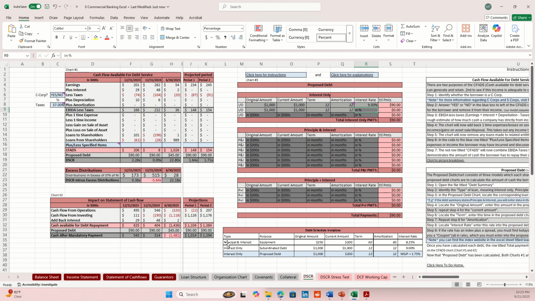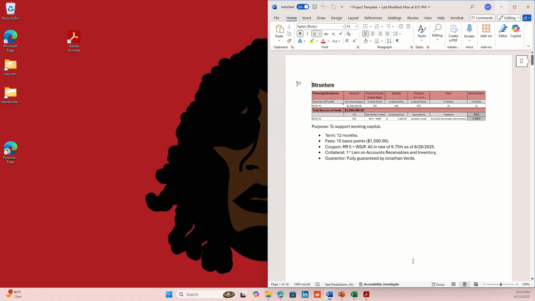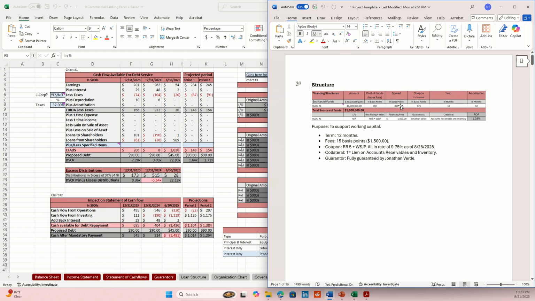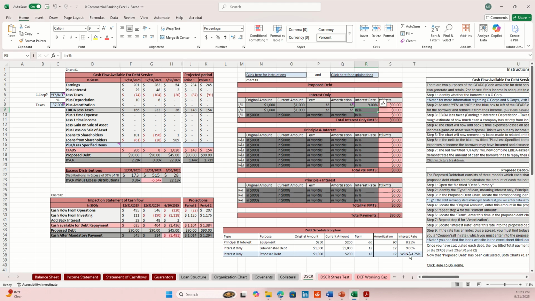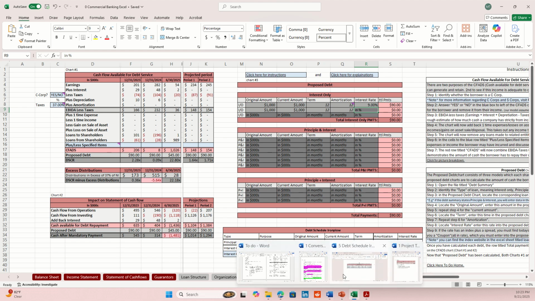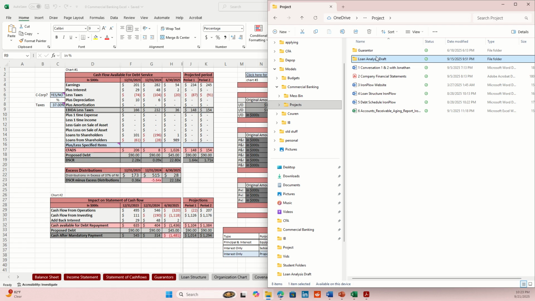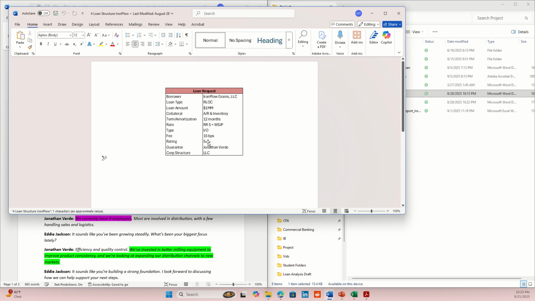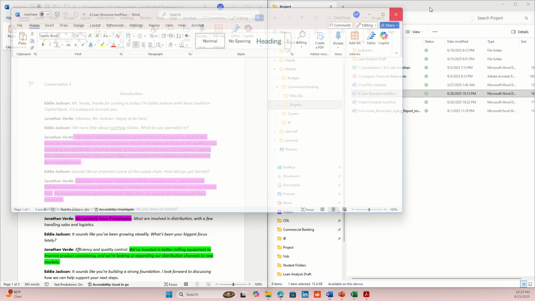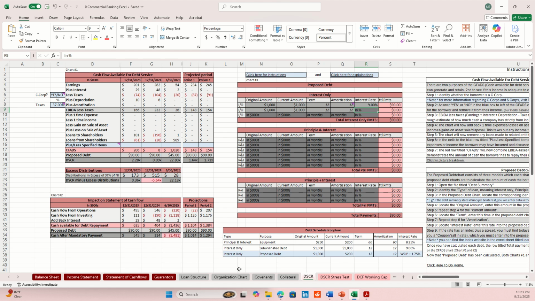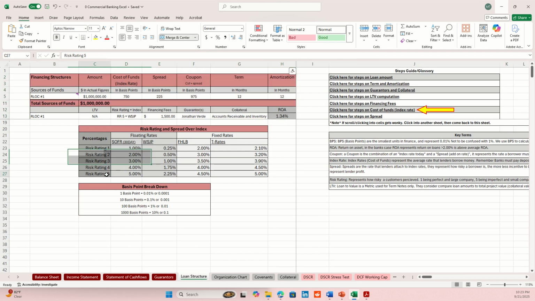Let's make sure that's right. I'm not sure that's right. What's our spread? Our spread is 225 bips. So we're not going to do 1.75. Right here it says plus 1.75. Disregard that. Don't use that number. Use the number from the loan structure. So if the loan structure says risk rating 5, we're going to do a risk rating 5. Come to loan structure, risk rating 5, which is 225 bips over Wall Street Journal Prime.